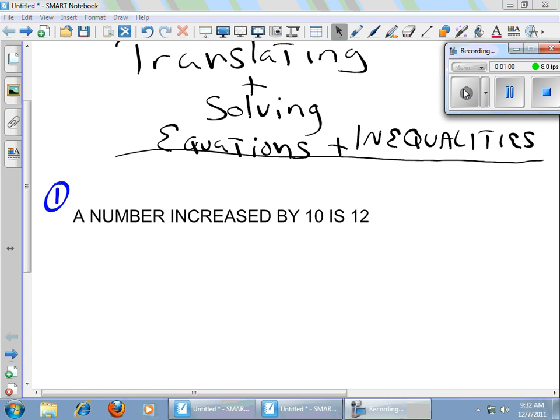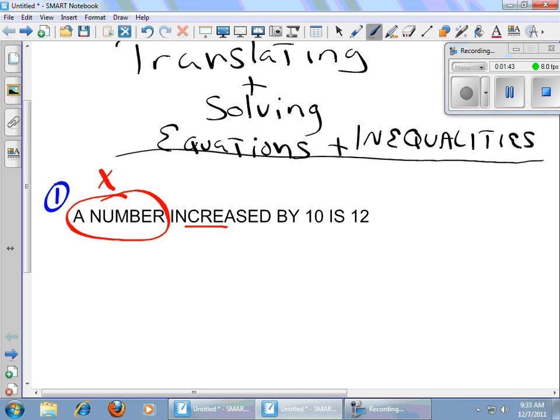Here's the first example. A number increased by 10 is 12. We need to turn this English language into a math language. In other words, into an equation. It is really easy to do, but you have to take it step by step and figure out what things in the sentence mean what. For example, I see a number. I don't know what the number is, so I'm going to call it X. Some kids like to call it N for the number, and that's fine. Just like when we find the nth term, they use N. You can use X, you can use N. It doesn't matter which one.